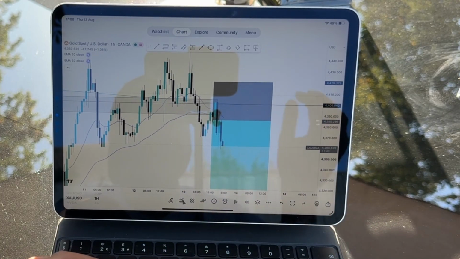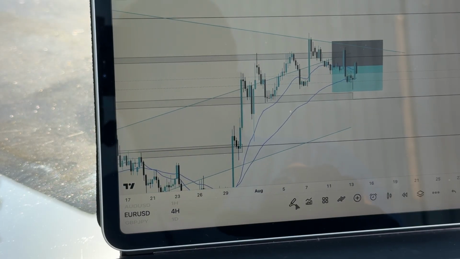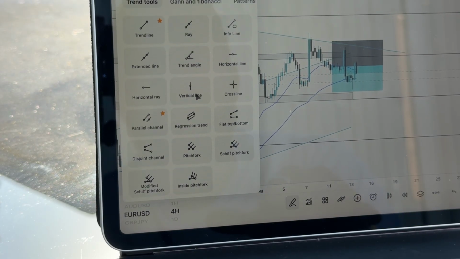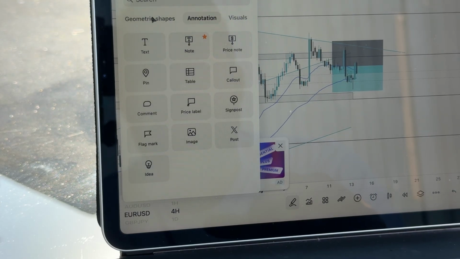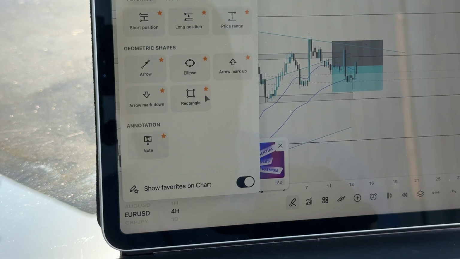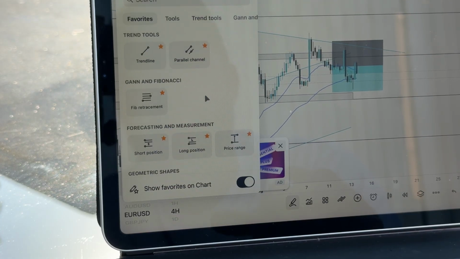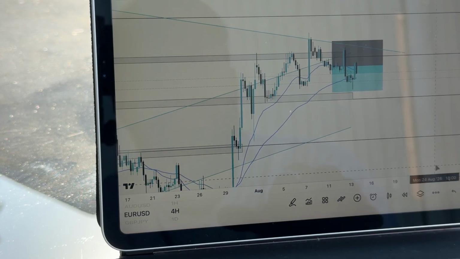Another thing I really like about TradingView is all the different drawing tools. You can mark out support and resistance, draw trend lines, identify key levels and generally map out what you're seeing on the chart. You've also got your indicators, so if you like using those, you can add things like moving averages, RSI, MACD and plenty of others.